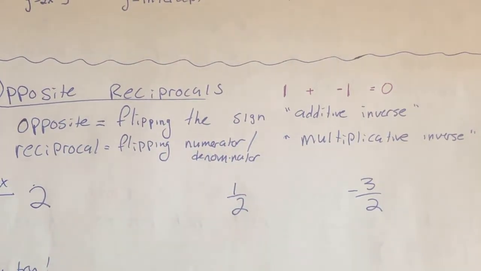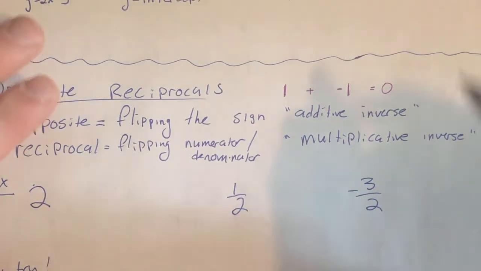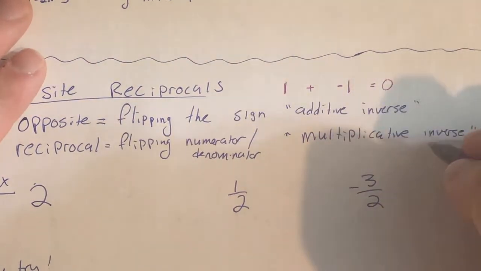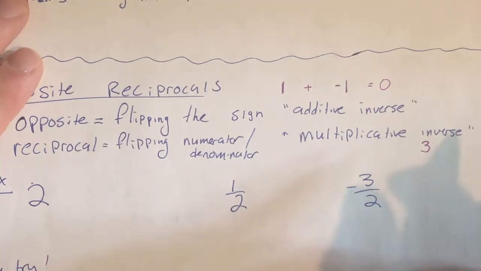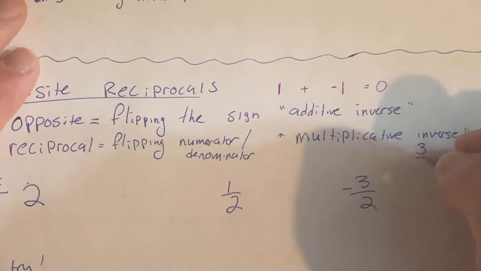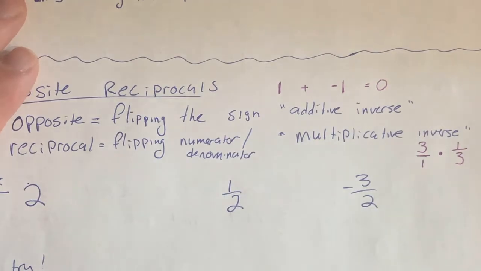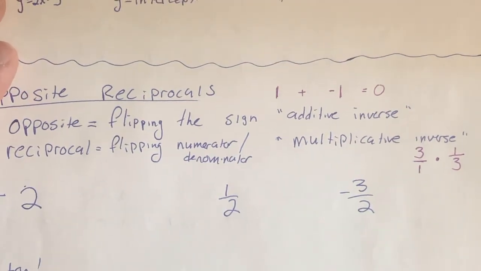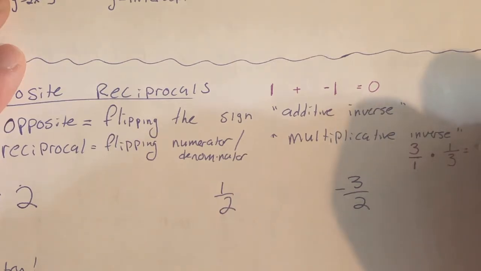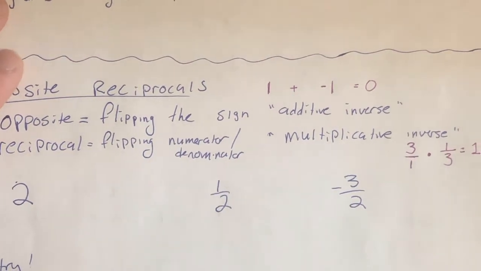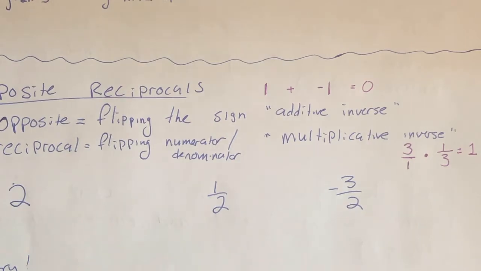Those are opposites. On the other hand, a reciprocal is when you flip the numerator and denominator. Mathematicians call that a multiplicative inverse. Let's say we have the number 3. Because 3 is a whole number, it's really 3 over 1. When we take 3 over 1 and multiply it by its reciprocal, its multiplicative inverse, 1/3, what do we get? We get 1. So that's what we mean by a reciprocal and an opposite.